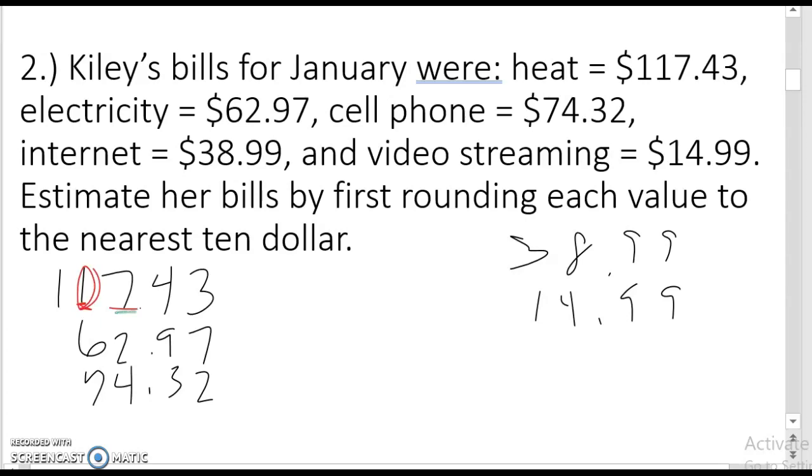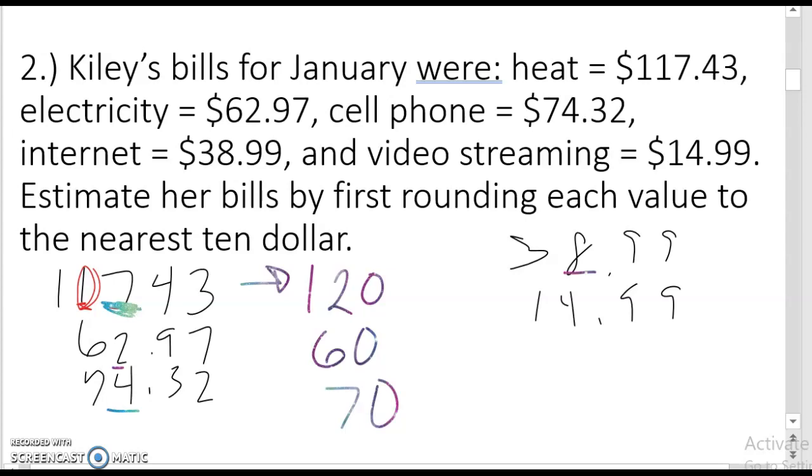So that means we will look one place past. So that 7 is what we're looking at. We're looking at the $1 mark, and then we're going to round up. So that 7 tells us to round up. So our heating bill is going to round to $120. Electricity, we're looking at the 1 spot again, 2 rounds down. So that's going to round to 60. 74 is going to round down, so that's 70. 38, we look at that 8 rounds up, so that's 40. And 4 rounds down, so we're looking at 10.